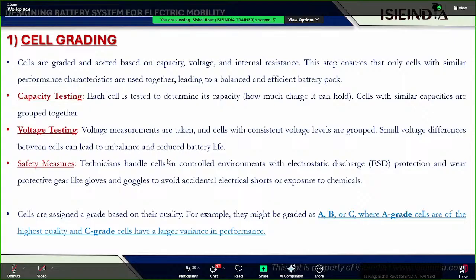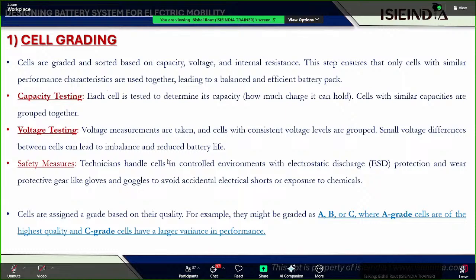Now the question comes: we will not use lakhs of cells in a single day. In a single day, a certain amount of cells is used and a certain amount is stored for 1 month, for 2 months. Likewise, the cells are stored for long periods in a particular environment, so definitely the cell may degrade. So that is what is called cell grading testing.